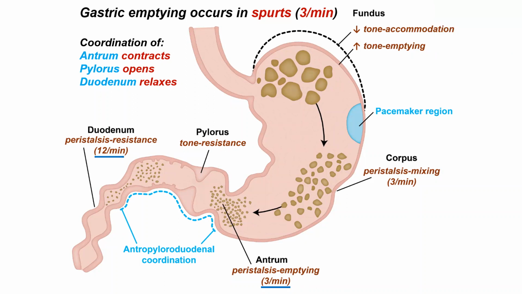Is it clear? But we also said that in the pacemaker region we have to make 3 waves per minute. Yeah, it's the same thing. It's the same waves that we're talking about. So basically, because our peristaltic waves are 3 per minute, the gastric emptying will occur in spurts.